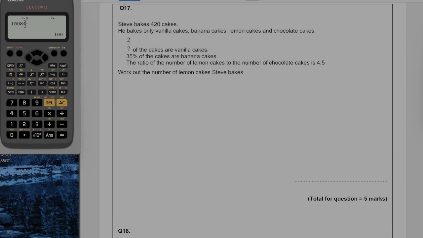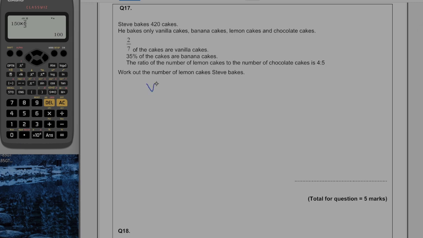Question 17. Steve bakes 420 cakes. He bakes only vanilla, banana, lemon, and chocolate. 2/7 of the cakes are vanilla, 35% of the cakes are banana. The ratio of the number of lemon cakes to the number of chocolate cakes is 4 to 5. Okay, so if we say vanilla, banana, lemon, and chocolate, and we'll do some sums.